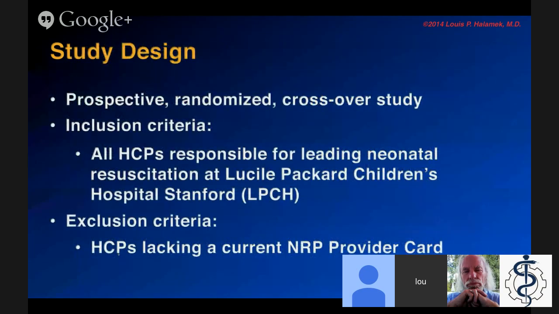This study was a prospective randomized crossover study, and I included all healthcare professionals who are responsible for leading a neonatal resuscitation at our hospital. Only those who weren't current in their training in the NRP algorithm were excluded.